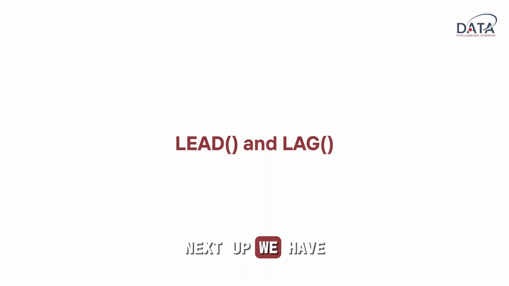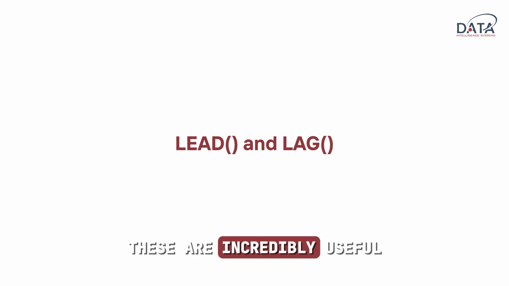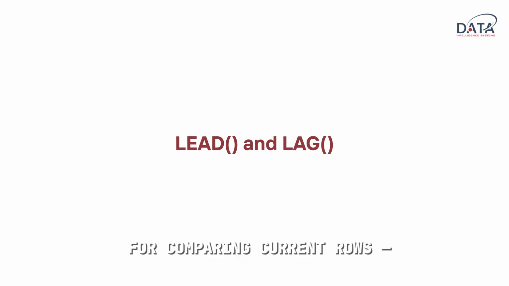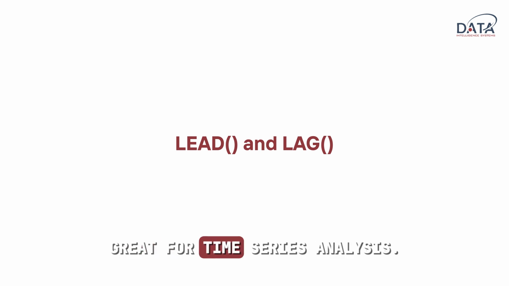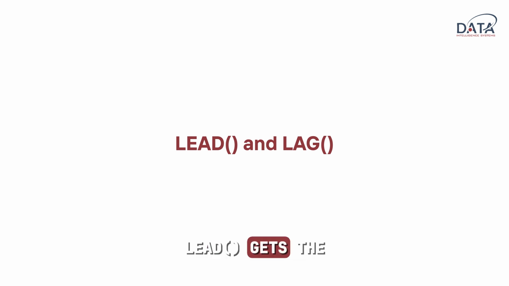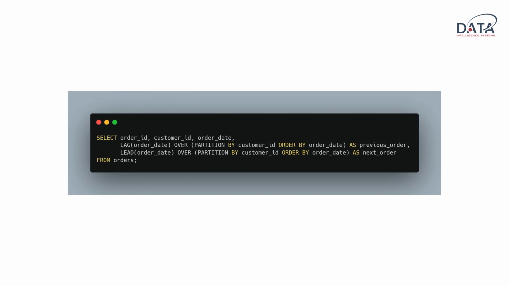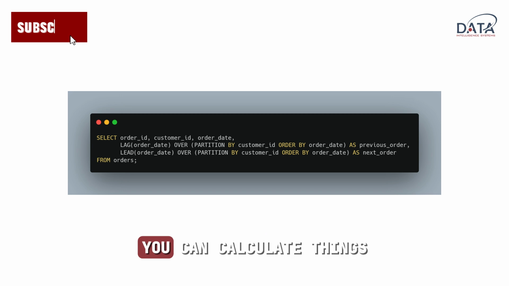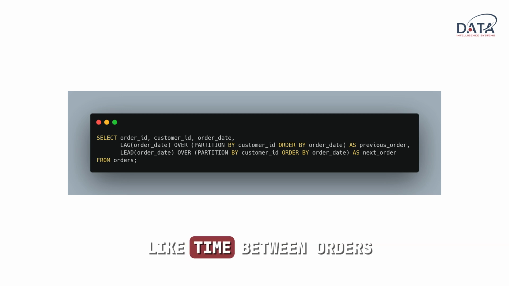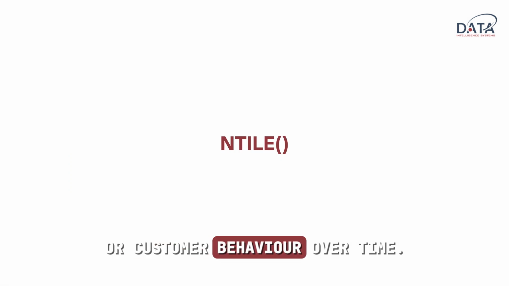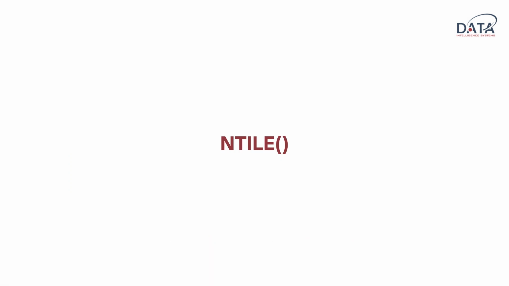Next up, we have LEAD and LAG. These are incredibly useful for comparing current rows with previous or next rows. Great for time series analysis. Lead gets the next row's value and lag gets the previous row's value. This is an example. You can calculate things like time between orders or customer behavior over time.